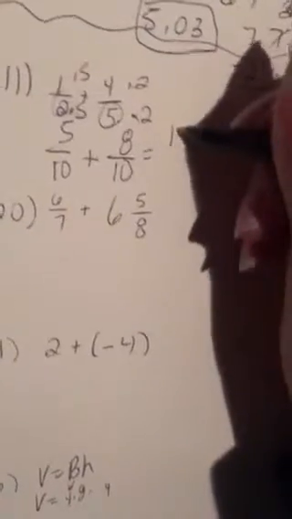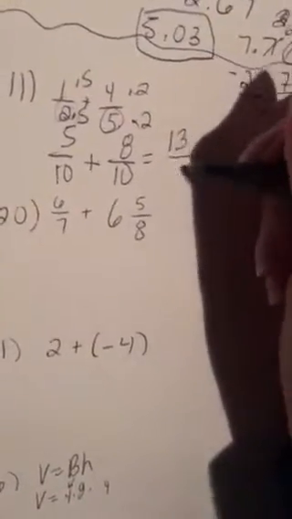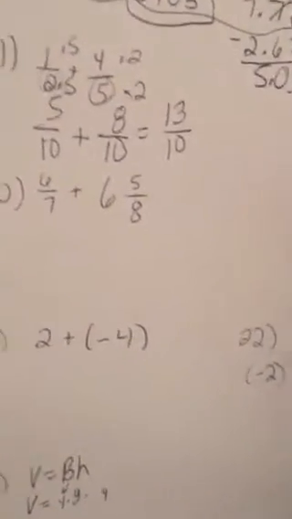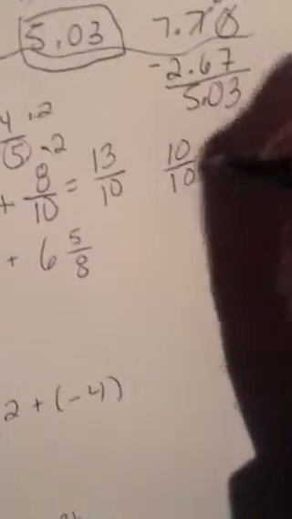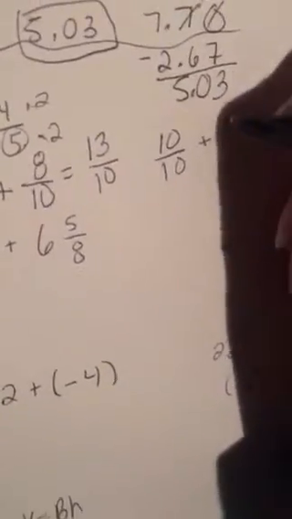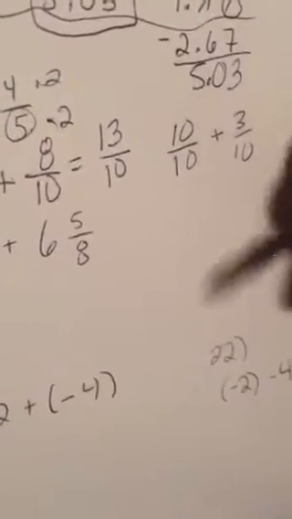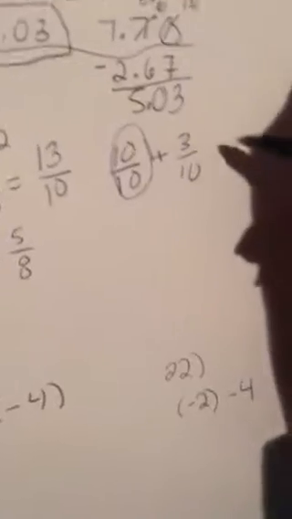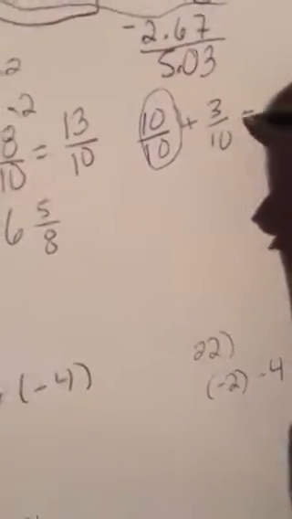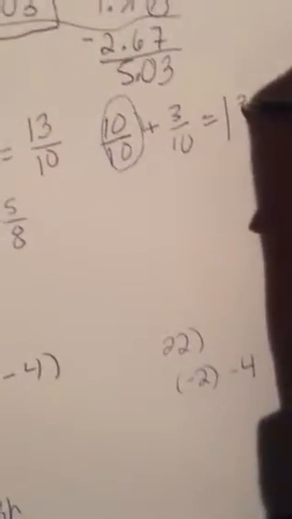When I add them together, I get 13 tenths. When I think about 13 tenths, I know that it's the same as 10 tenths plus 3 tenths. Because 10 plus 3 is 13. I could rewrite this 10 tenths as 1 whole. So 13 tenths would be 1 and 3 tenths.